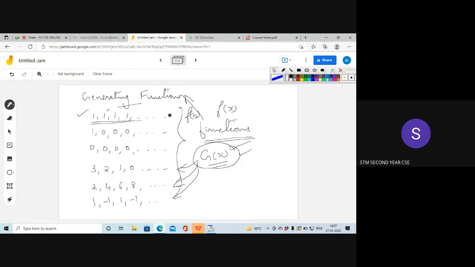Generating functions are nothing but they represent an infinite sequence of numbers. So it is an infinite polynomial. When we represent it as a function, it becomes an infinite polynomial. Let us see how to represent this generating function.